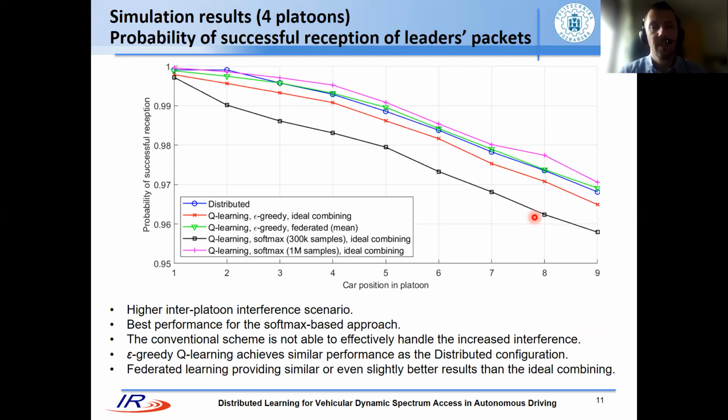So it seems that with a higher interplatoon interference, the Qlearning performs better than the distributed approach, so it has quite nice potential. What's also important is that the federated learning actually provides even slightly better results than the ideal combining, so maybe due to some averaging, we get slightly better results.